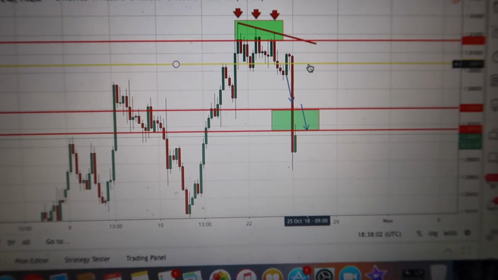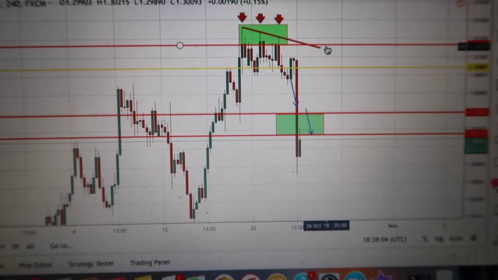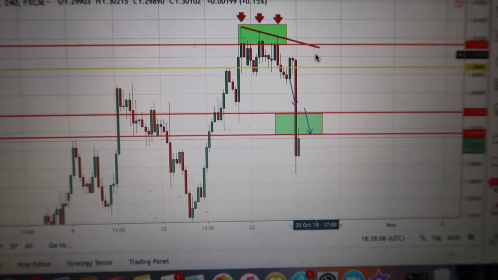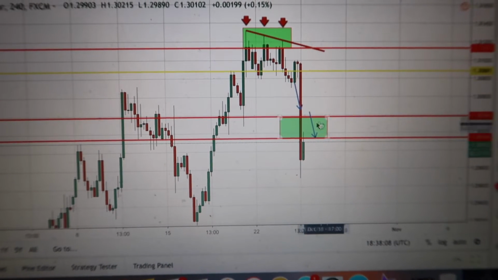And look at that, guys. Our entry is right here at the yellow line. Our stop loss was right here at previous resistance. And then our take profit levels are right over here. We banked on this trade overnight over 100 pips just by this movement happening.